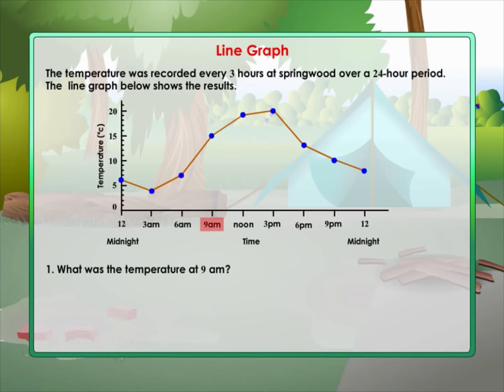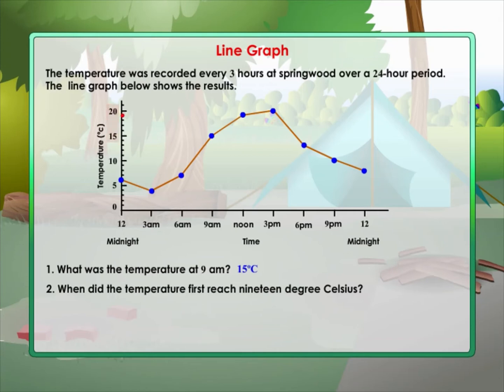Consider 9 a.m. in the graph. Draw a line literally up to 9 a.m. and move across it. We can see that it hit the temperature 15 degrees Celsius. So, the answer for the temperature at 9 a.m. is 15 degrees Celsius. The next question is, when did the temperature first reach 19 degrees Celsius?